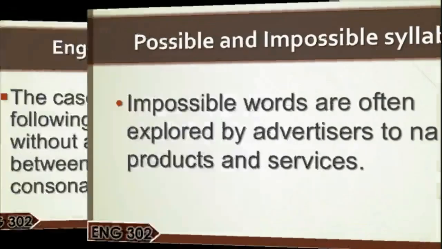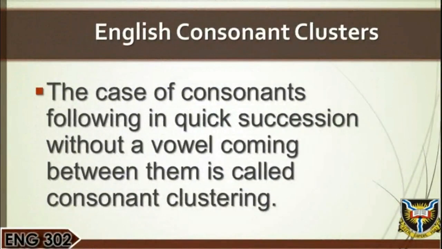English consonant clusters. Earlier, we discussed the patterns of English syllables and the fact that up to 3 sounds could start an English syllable, while up to 4 consonants can end it. Therefore, an English onset may have up to 3 optional consonants, C3, while the coda could have up to 4 consonants, C4. The case of consonants following in quick succession without a vowel coming between them is called consonant clustering. This we already discussed as very common in the English language. We have also learned that when consonants cluster at the beginning of the English syllable, there is an ordering rule.